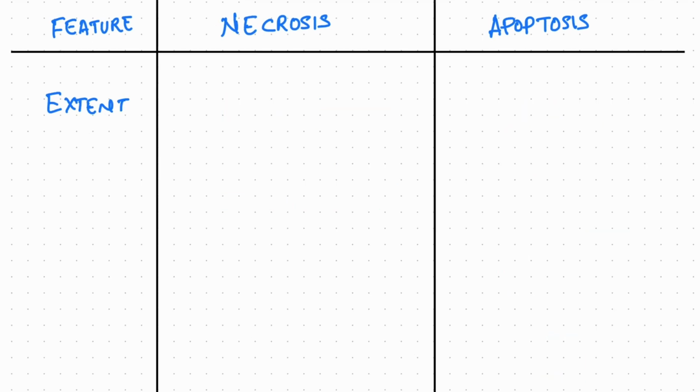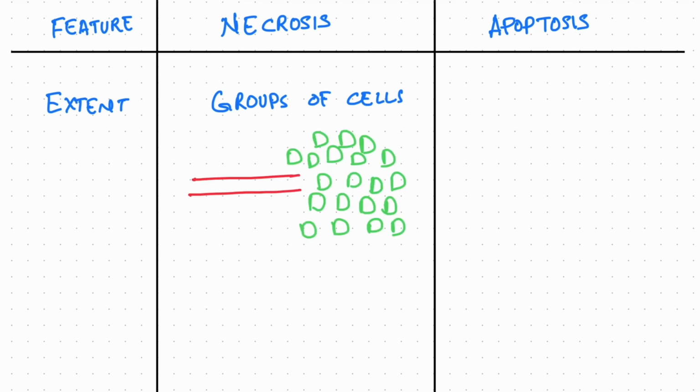Necrosis generally affects large groups of cells. For example, if a blood vessel supplying part of the heart is blocked, many myocardial cells in that area can undergo necrosis. An infection can also produce necrosis involving a relatively large area of the tissue.